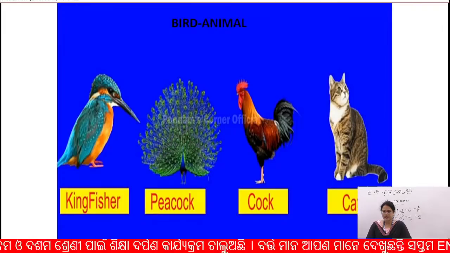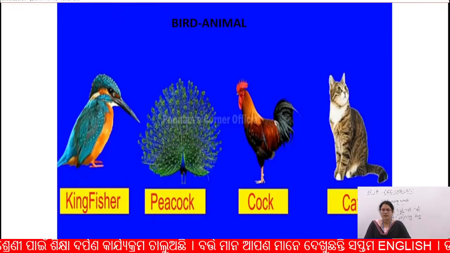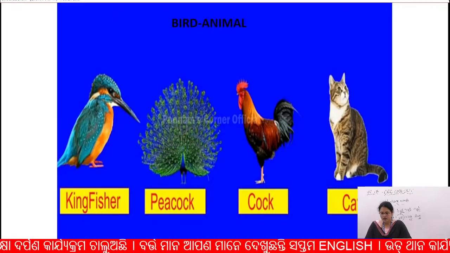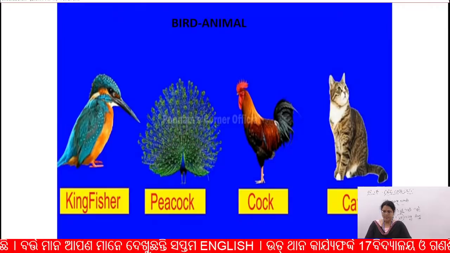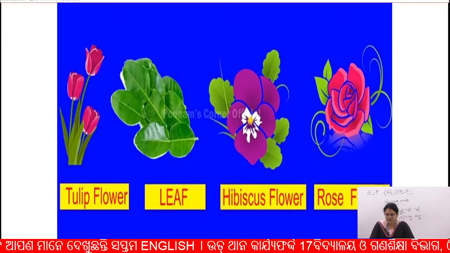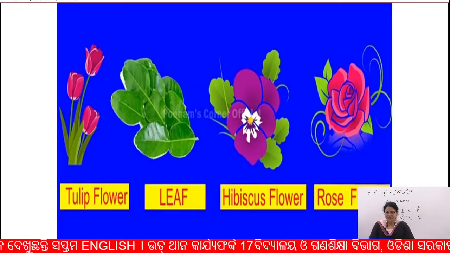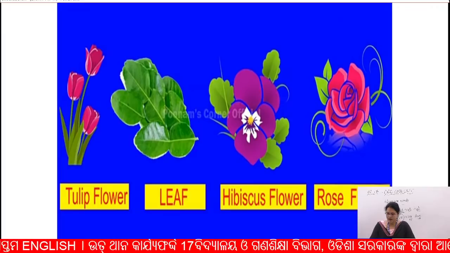Now, in the next screen, students see birds and animals. You know who are birds and which one is an animal. Kingfisher, peacock, cock and cat. Cat is an animal and others are birds. So, cat is odd one out. Now, the next students, tulip flower, leaf, hibiscus flower and rose flower. Yes, who is different? Leaf. Others are flowers. So, the same group, and this is the different one.